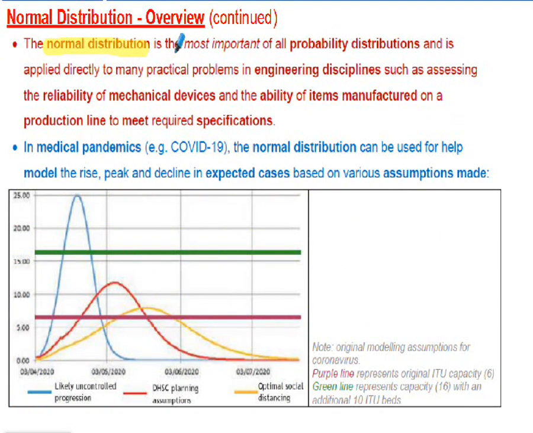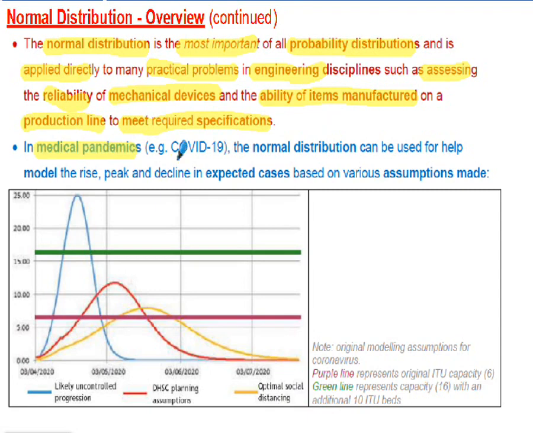The normal distribution is one of the most important probability distributions and is applied directly to many practical problems in engineering, such as assessing the reliability of mechanical devices and the ability of items that are manufactured on a production line to meet the required specifications. Within medical pandemics, for example the COVID-19 outbreak, the normal distribution can be used to help model the rise, peak and decline of expected cases based on various assumptions made. These are shown in the diagrams below.